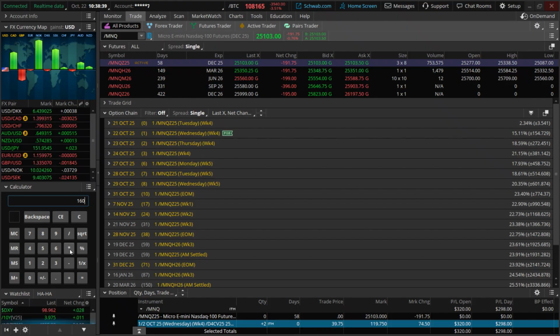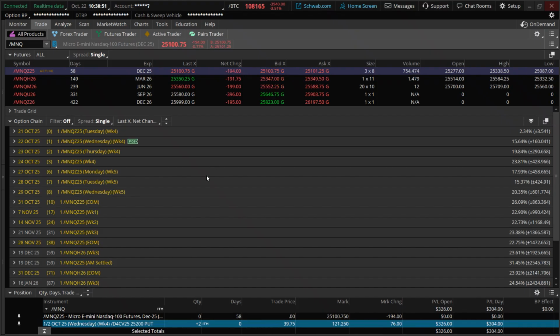I'm looking for at least a 1 to 4 risk to reward. So that means I'd like to close this trade out for a gross profit of $640. So this is the target I'm looking to go for. So what I'll do is jump over to the option chart specific to my trade.